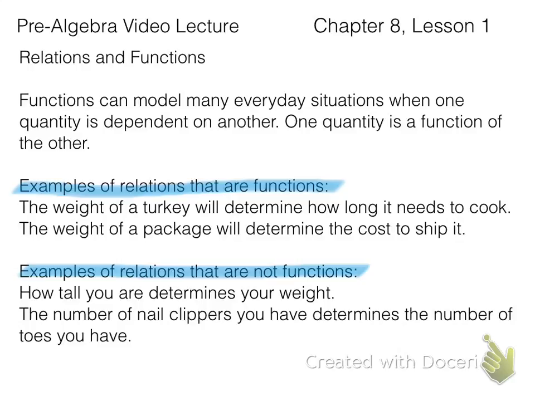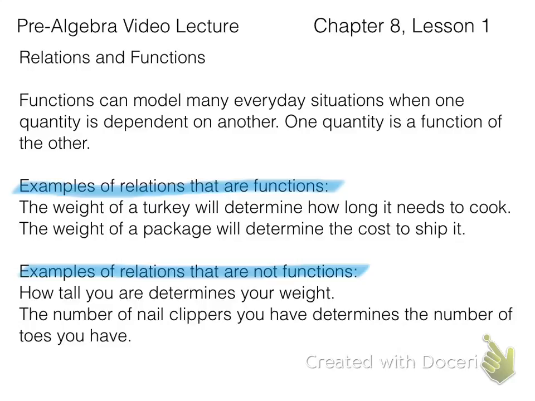And in that case, I hope you don't get food poisoning because of an ill-cooked turkey. Anyway, another example would be the weight of a package will determine the cost of it to ship. Sometimes this actually doesn't make any sense, because you might have a much larger package, and even though it doesn't weigh anything, they're still going to charge you the same amount for shipping. So this is not the best example, but again, the weight of a package will determine the cost to ship.